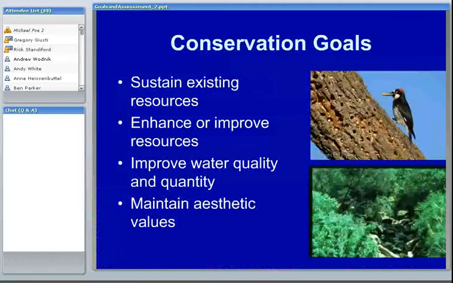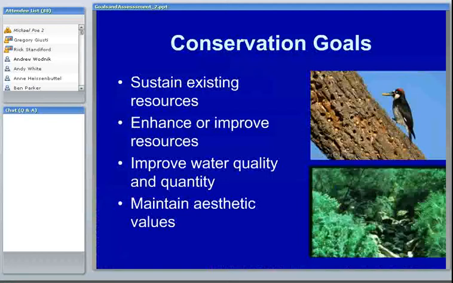For your conservation goals, in the worksheet there, we have some examples of questions that you should answer. It may be something like, we want to sustain our existing resources. We like the tree cover that we have. We like the species composition that we have right now. We'd like to sustain that into the future.